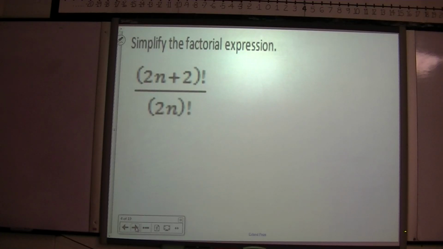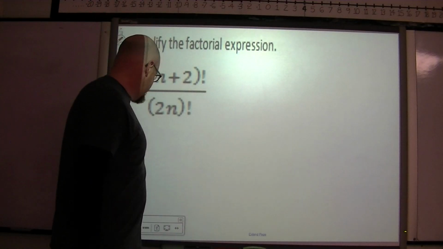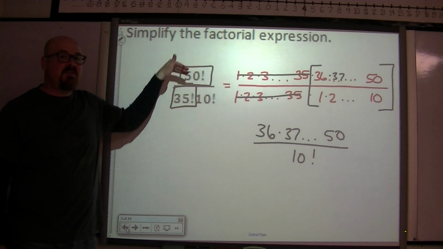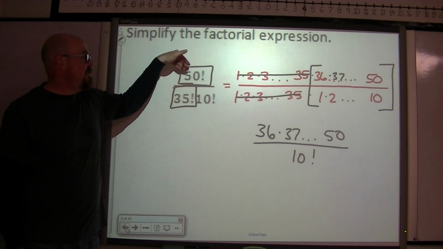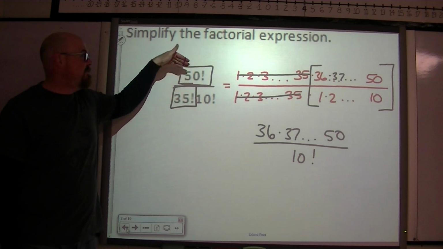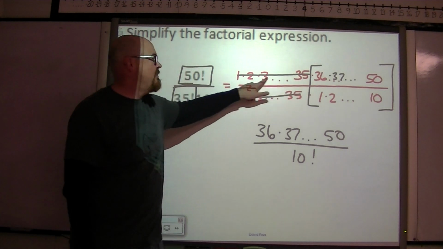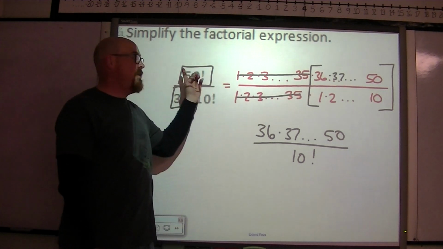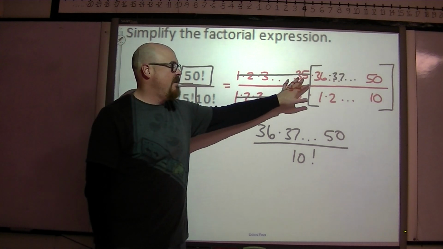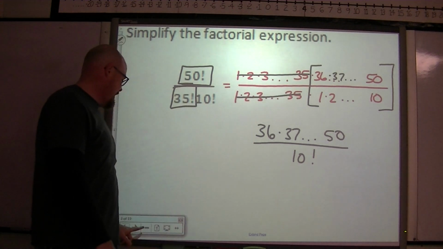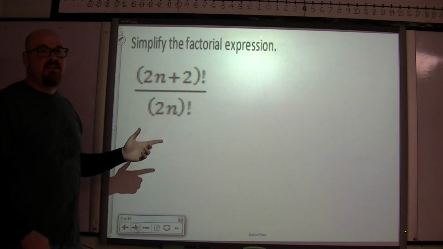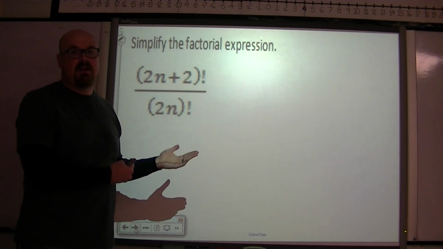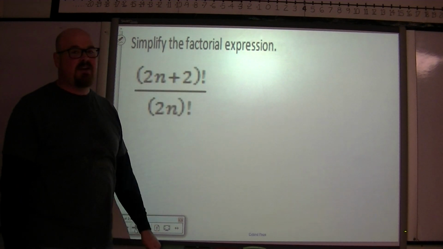Okay, these are the tough ones, right? We just did this problem, and we talked about how 50 is bigger than 35. If 50 is bigger than 35, then 50 factorial completely contains the 35 factorial that's in the bottom. Look at these two expressions. This is not asking us to solve for n. This is just saying simplify the factorial expression.